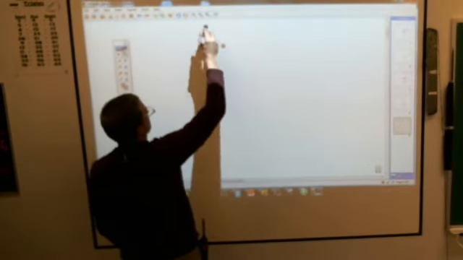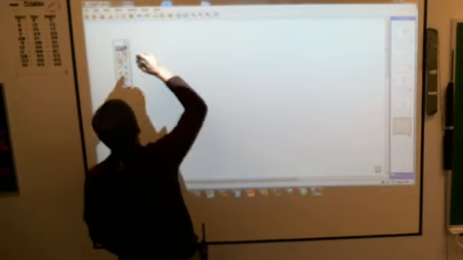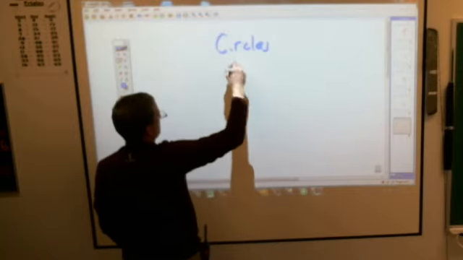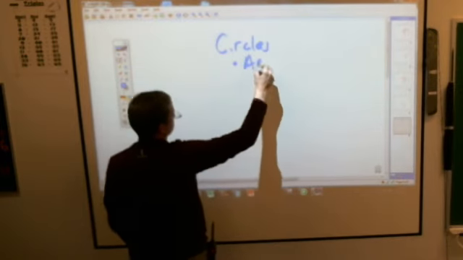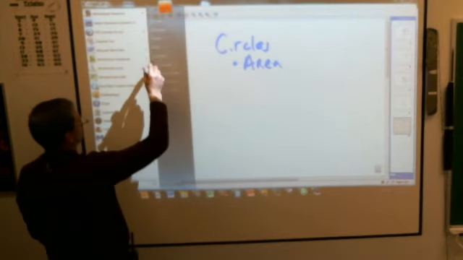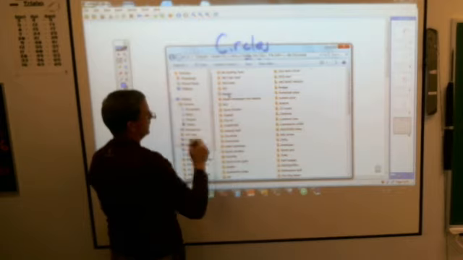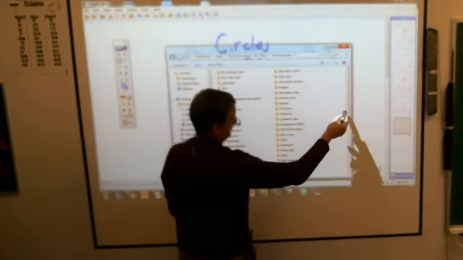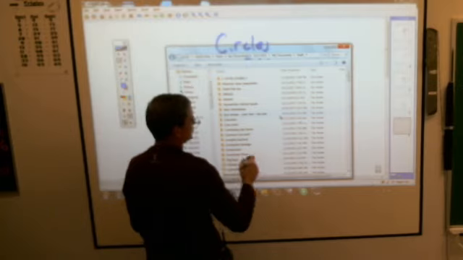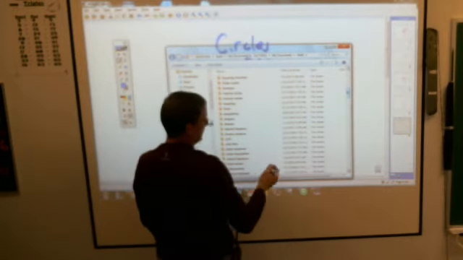Under circles, subheading area. Ladies and gentlemen, there is one small issue when you try to find the area of a circle. Does anybody know what that issue is? Area is given in what unit of measurement? Square units, right? So what's the problem with that?